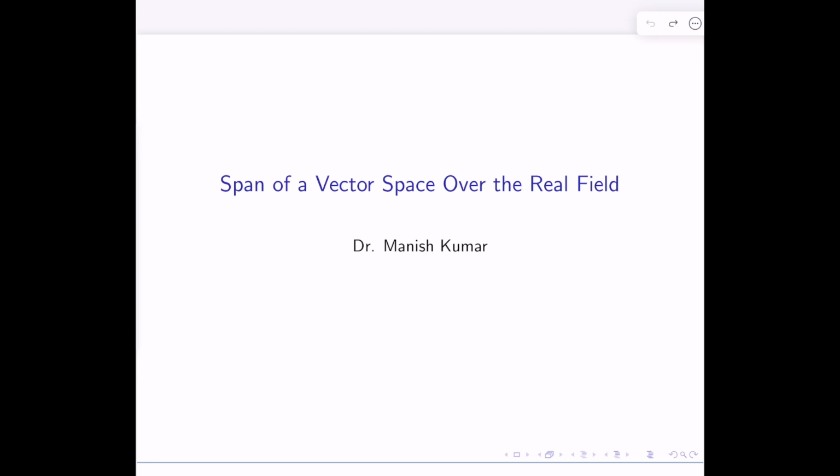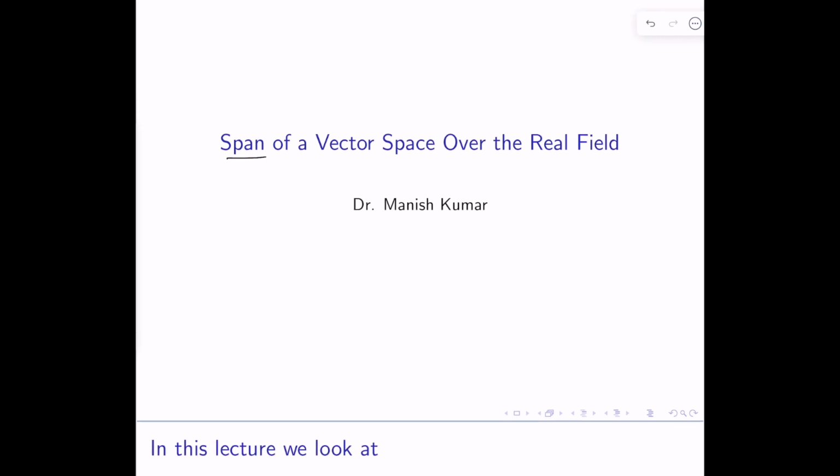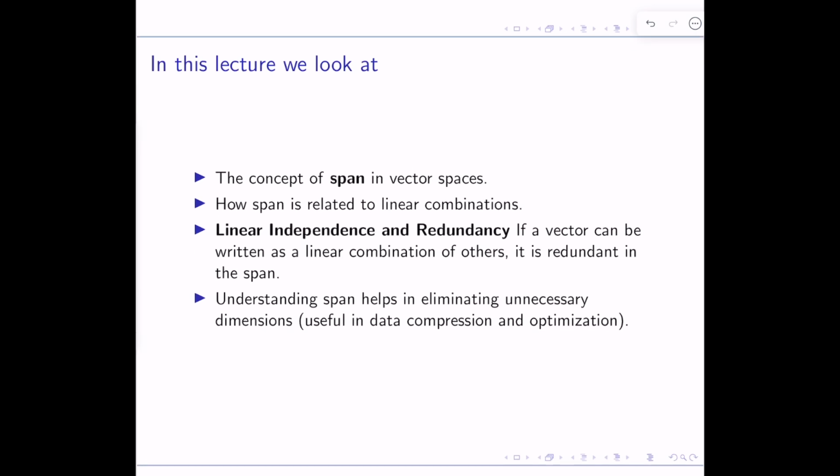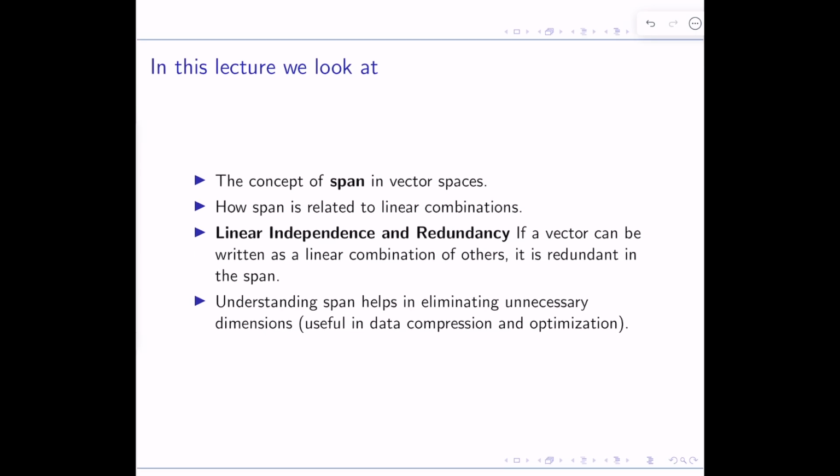So today we are going to talk about the span of a vector space over the real field. In this lecture we will discuss the concept of span, how linear combination is related to it, and then, more importantly, linear dependence. In other words, we call it redundancy. If a vector can be written as a linear combination of others, that means it is redundant in the span. It is not providing any extra information to the span.